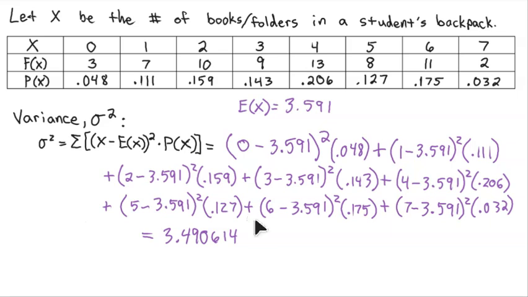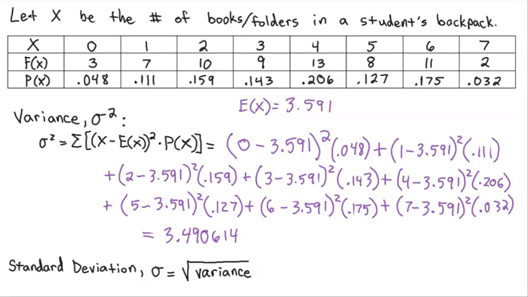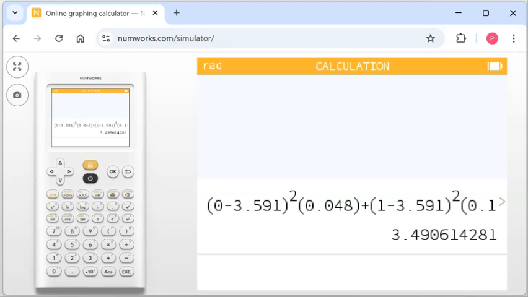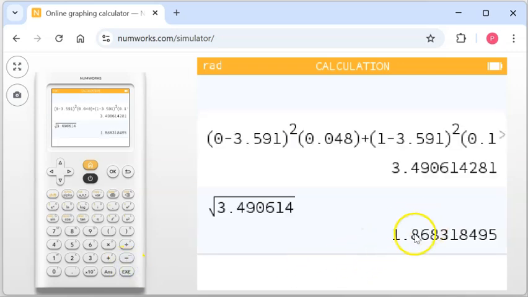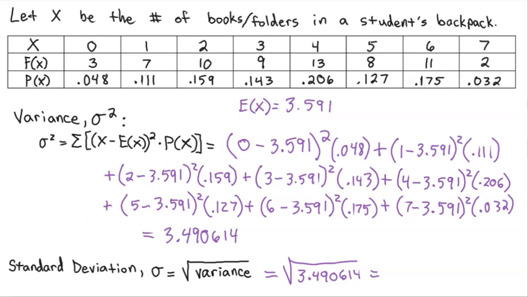Now, the last thing we're going to learn how to do is the standard deviation. We've learned this before, it's just the square root of the variance. So if we want the standard deviation of this particular discrete random variable, we just have to do the square root of 3.490614, which we can do in the calculator. This one we can round because we're at the final answer. 1.868. So the standard deviation is 1.868. Okay? And that is how we calculate the mean and the variance and the standard deviation.